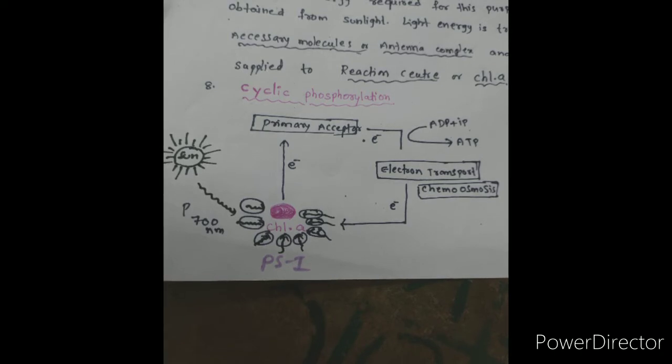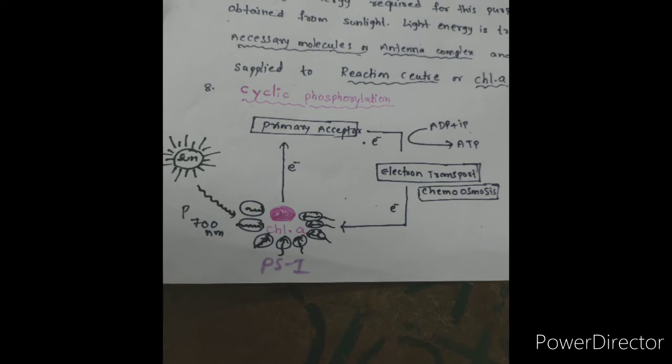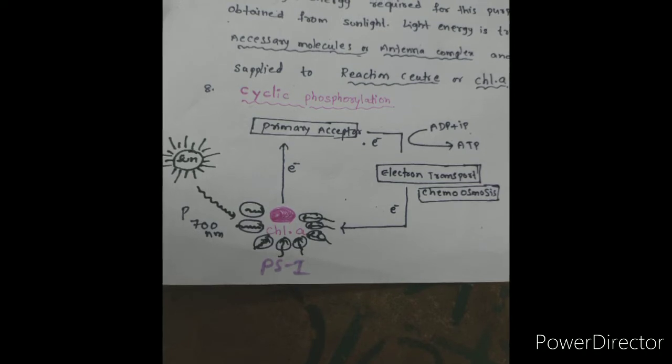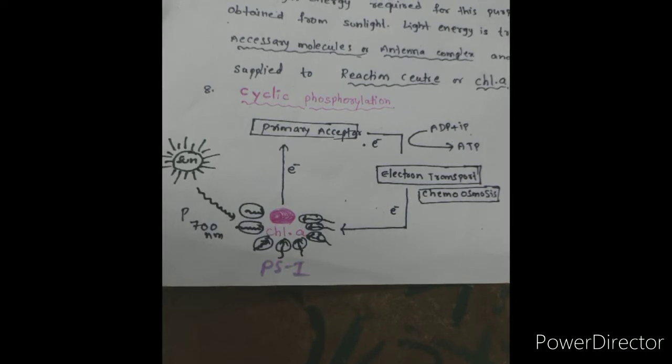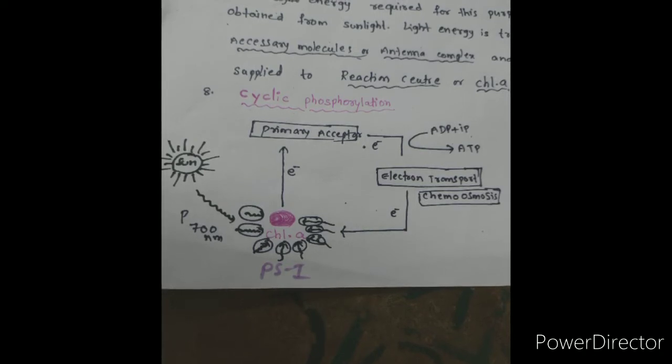During this electron transfer, ADP is converted into ATP. And the electrons come back to photosystem 1. So that's why it is known as cyclic phosphorylation.